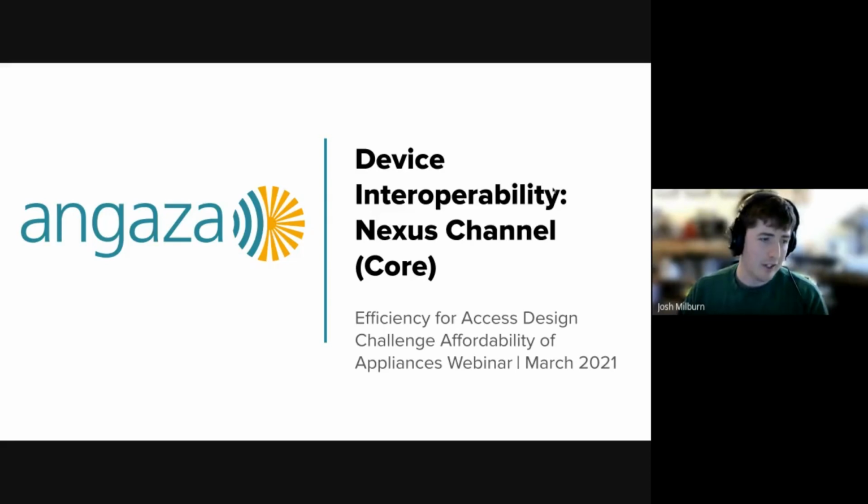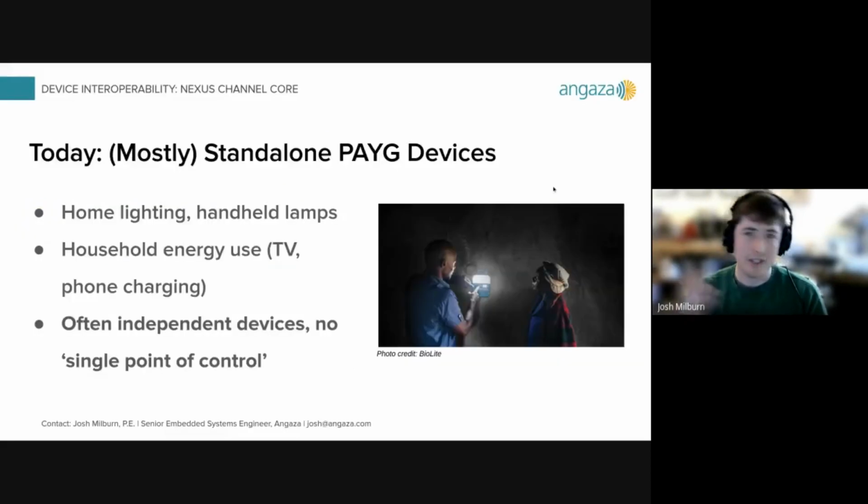But first, a little bit of background. Today, we have mostly these standalone pay-as-you-go devices, which I think you're familiar with. We buy a device, it typically has a keypad on it. The user pays an amount of money and they get credit. They type it into the device and it works. From small solar home systems to handheld lanterns to larger lighting systems, it's a pretty common model. You'll see it across the industry.